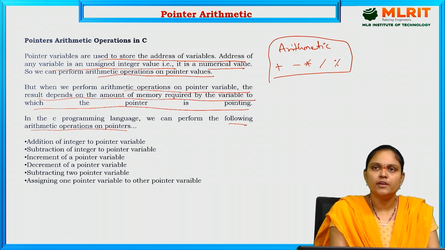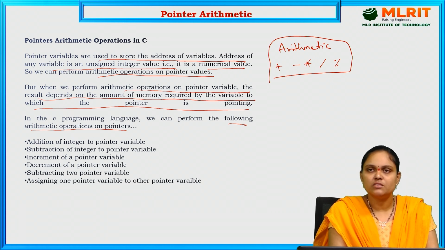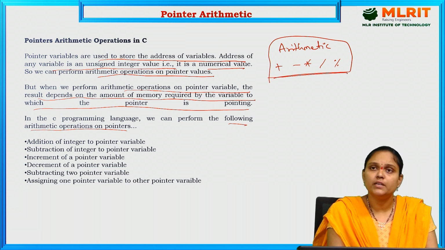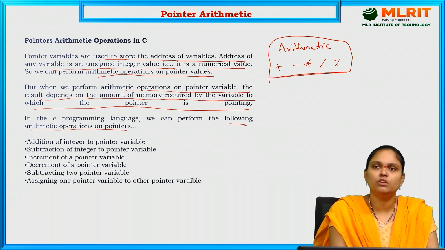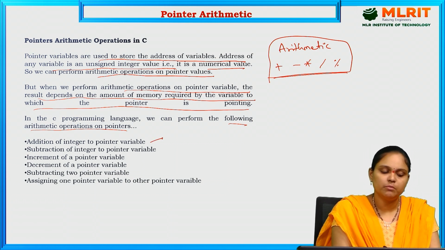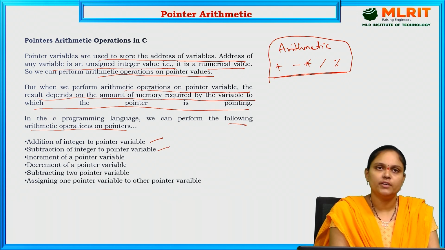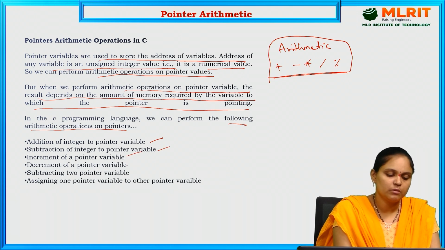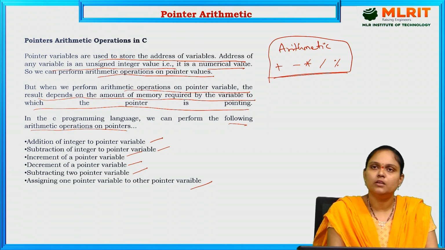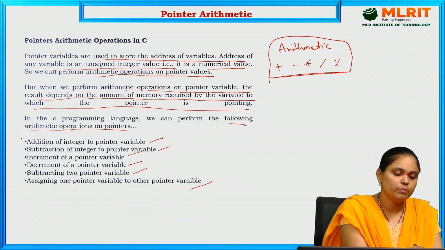Coming to variables and pointer variables: in variables we can store values, and in pointer variables we can store addresses. On values we can perform all the arithmetic operations. But on addresses, we can perform only a few arithmetic operations: adding an integer to a pointer variable, subtracting an integer from a pointer variable, incrementing a pointer variable, decrementing a pointer variable, subtracting two pointer variables, and assigning one pointer variable to another pointer variable. These operations we can perform.